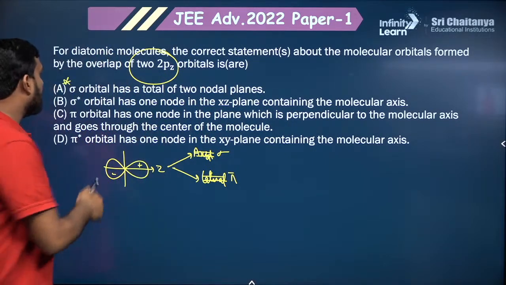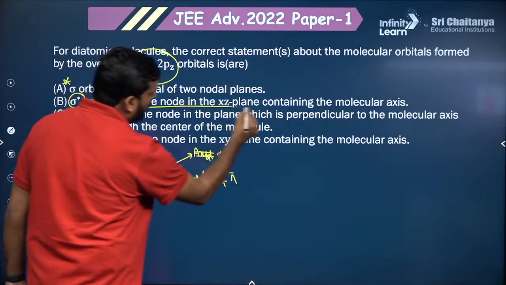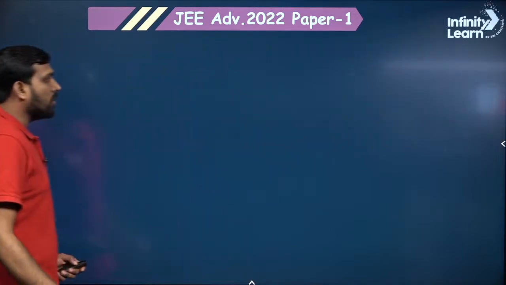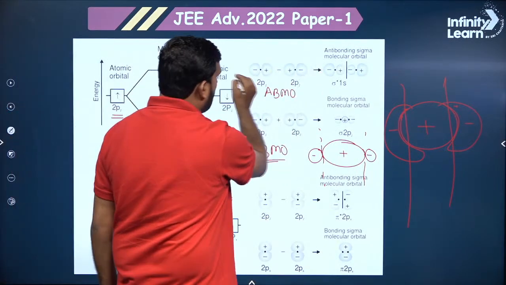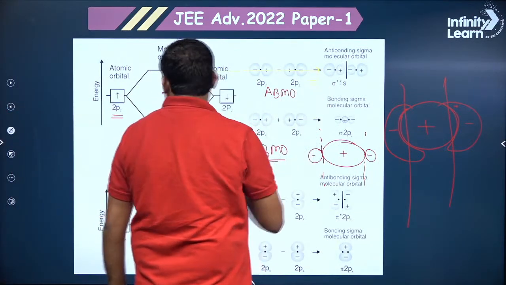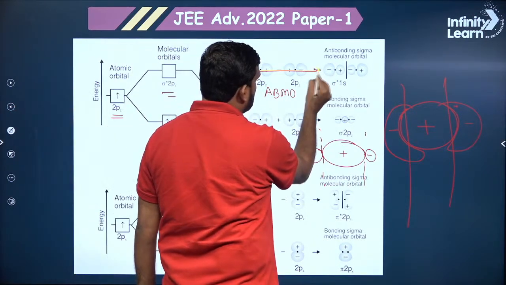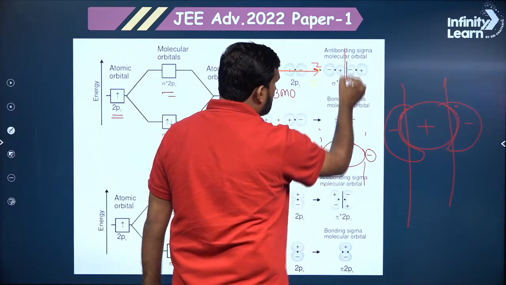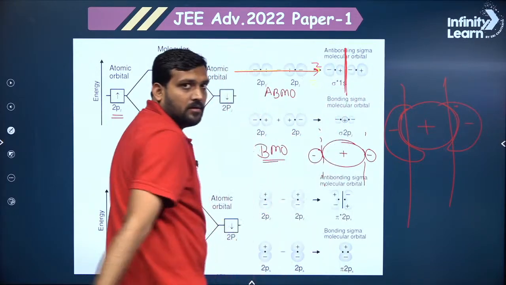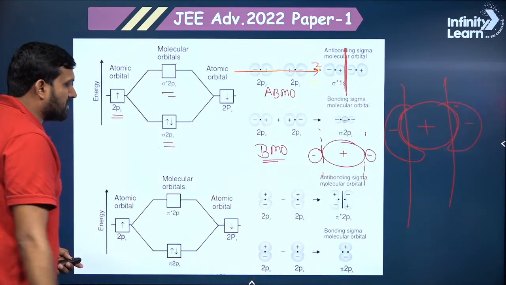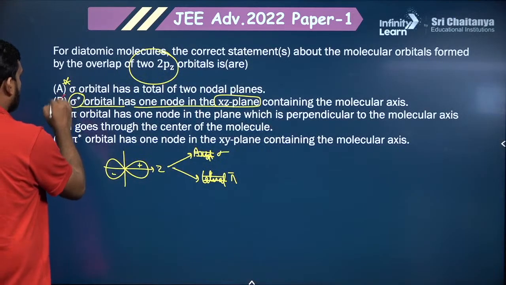Now the second is that sigma star, which means the anti-bonding orbital, has one node in the xz plane. If this is the z axis, then the nodal plane is basically in the xy plane. It is not in the xz plane actually. So the second statement is incorrect, so this is not the answer.